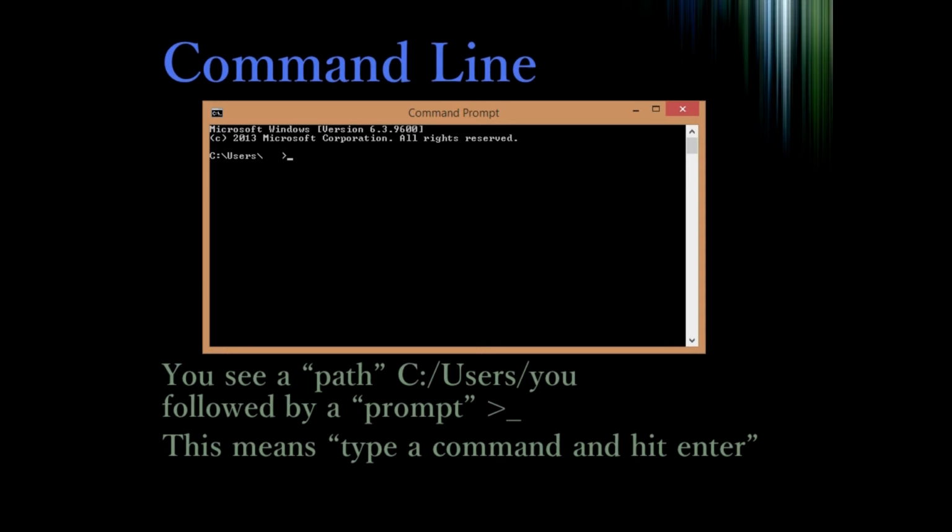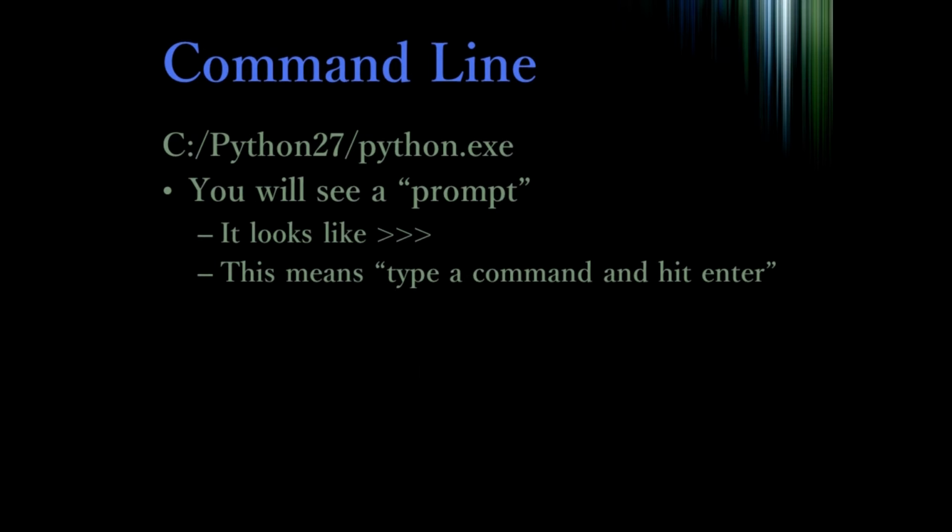And we find ourselves here with this little black box and a prompt. The path is C:\Users, whatever your username is, and you'll see this little arrow and a blinking underline. This arrow and the blinking cursor means type a command and then press Enter to run the command. After you run a command, the blinking cursor will disappear while the command gets executed, and when it's finished, you will see the path and the prompt appear again. The path represents the current folder that you're operating inside of.